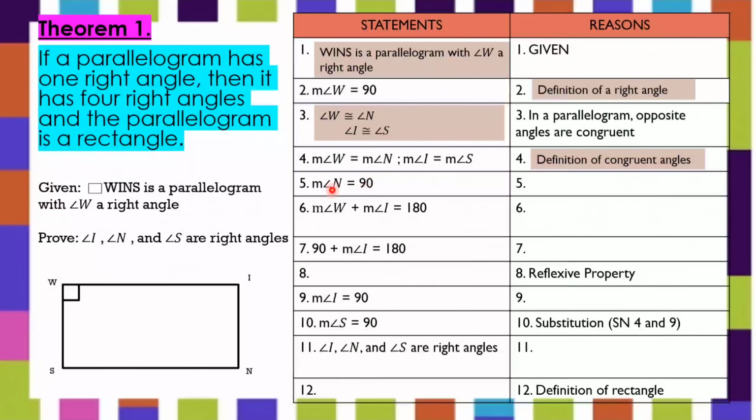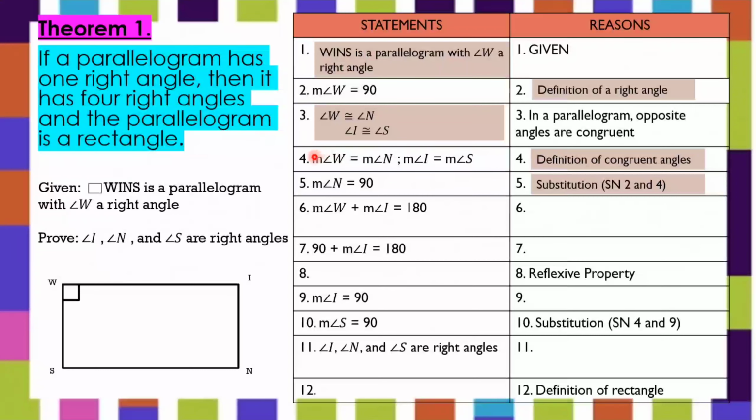Okay? So for number 5, we are given that the measure of angle N is 90 degrees. Why? For the reason, so substitution from statement numbers 2 and 4. Ano bang sabi sa number 2? That the measure of angle W is equal to 90. And alam naman natin sa number 4 na ang measure ng angle W ay equal sa measure ng angle N.